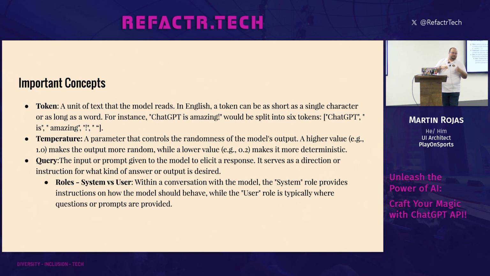Each model has a maximum number of tokens that they can process at any one time, and that's where you have to balance between the system and the users, because they all add to that final amount of tokens being used. And then the users is the conversation that goes back and forth.